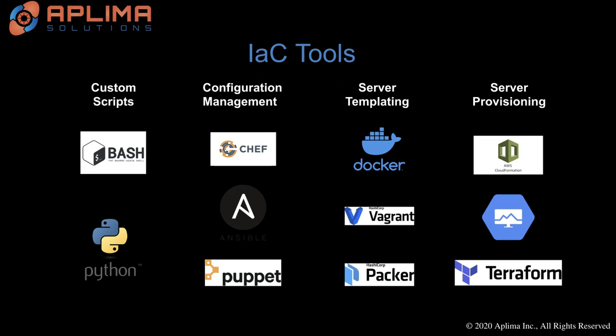The last category is server provisioning tools. Now, your CM and server templating tools, they define the code that runs on each and every server. But tools such as Google Cloud, AWS CloudFormation, Terraform, they actually provision every single piece of your infrastructure, starting from your VMs, databases, and many more.